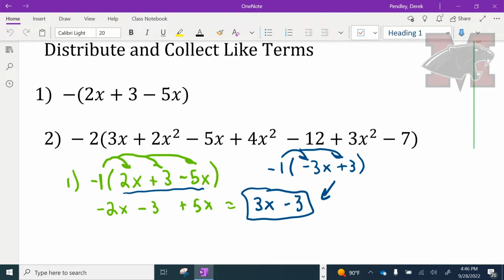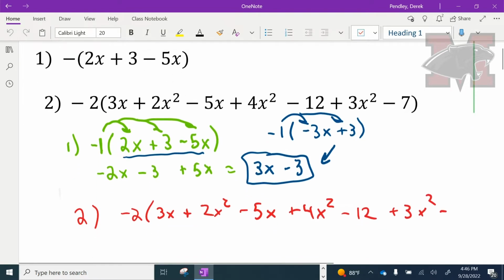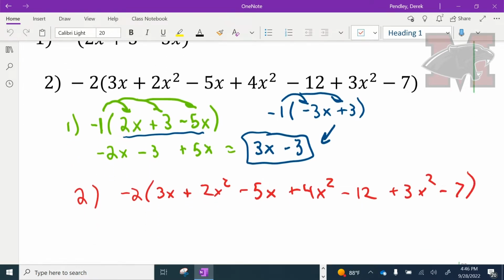Number 2 now. We are multiplying negative 2 by 3x plus 2x squared minus 5x plus 4x squared minus 12 plus 3x squared minus 7. All right, I'm going to do myself a favor, and I'm going to collect like terms before I multiply, just so I can have less to multiply. So I'm going to collect like terms here.